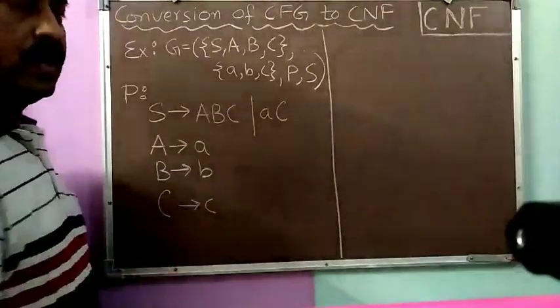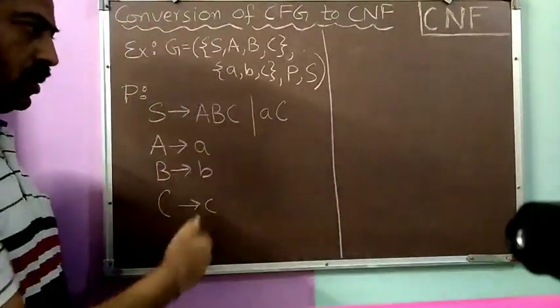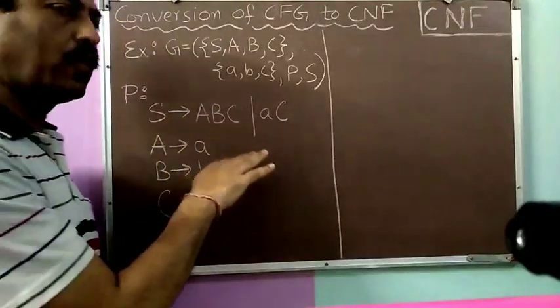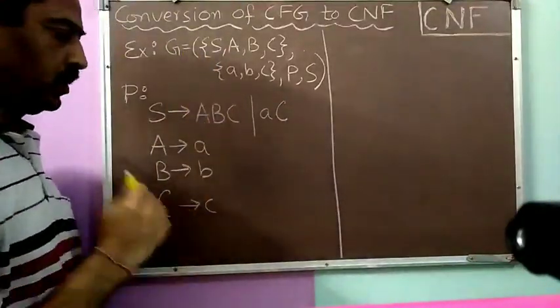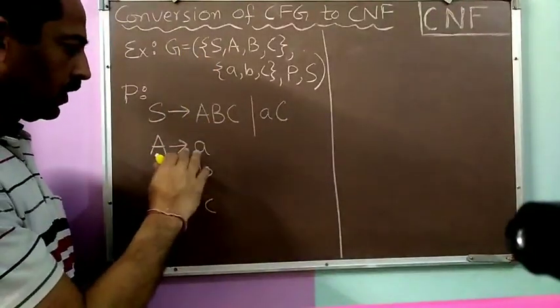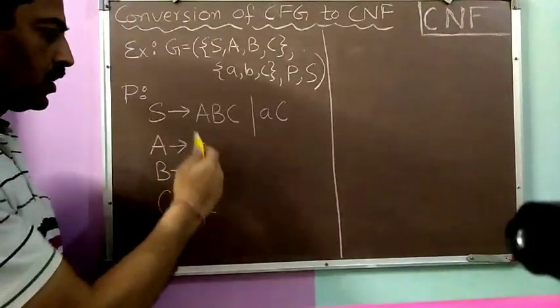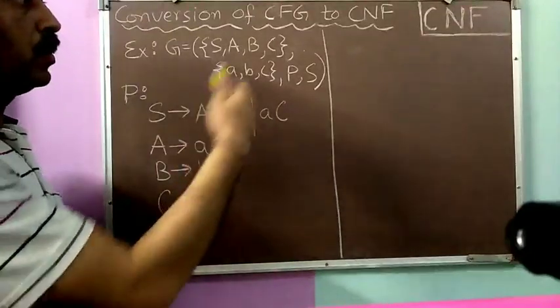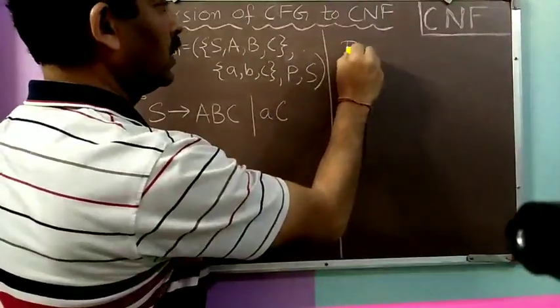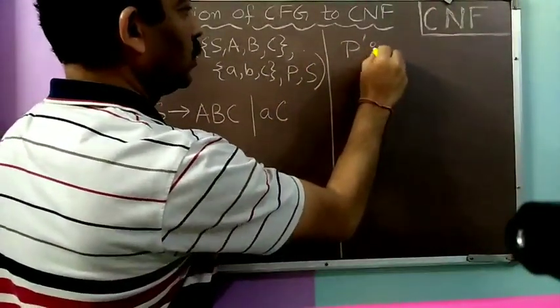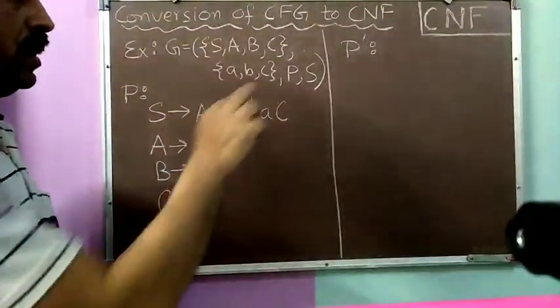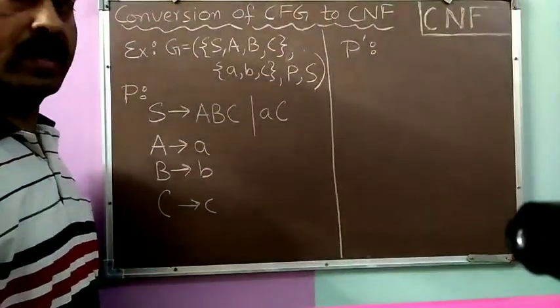So when we convert, first of all, we will look at the productions, because the only restrictions we have to put are over the productions. Okay, so we will move all the productions of P, which are already in the required form, to the P dash. So suppose we are going to make a new set of production P dash, which will be corresponding to the grammar in CNF.